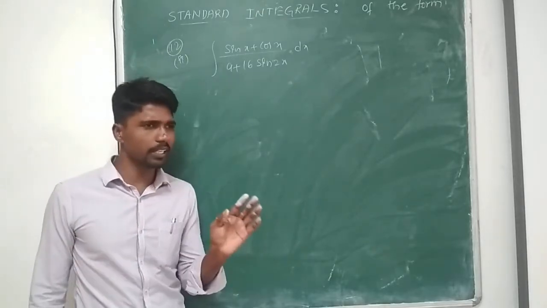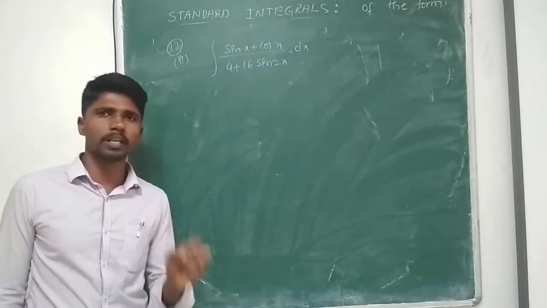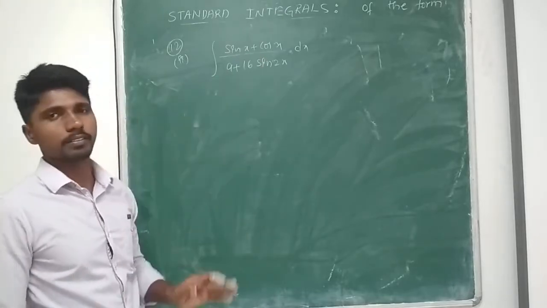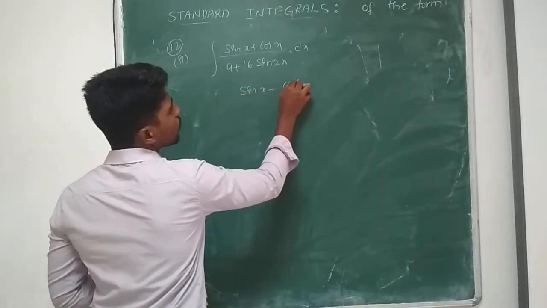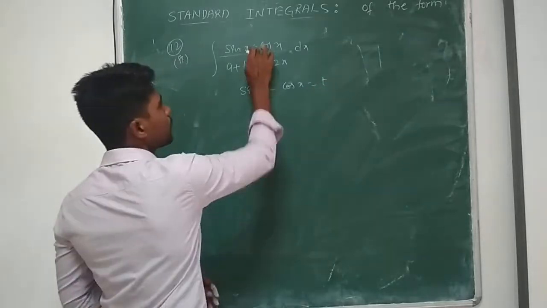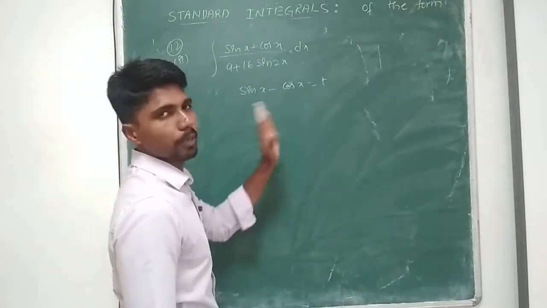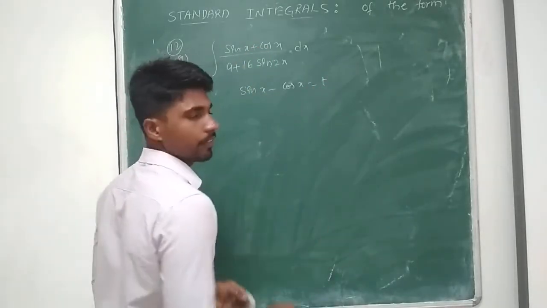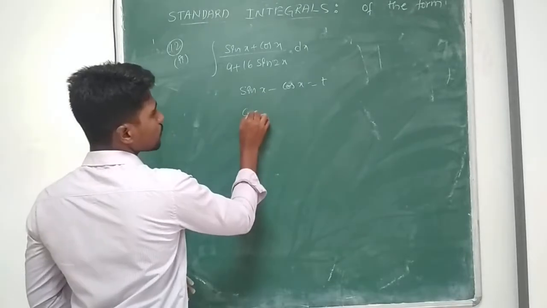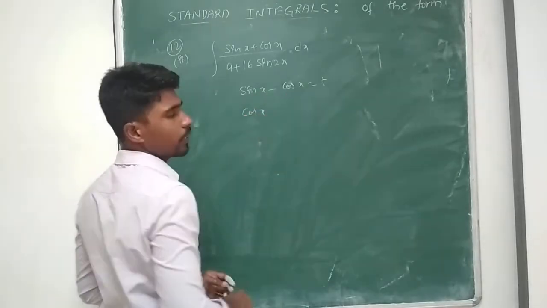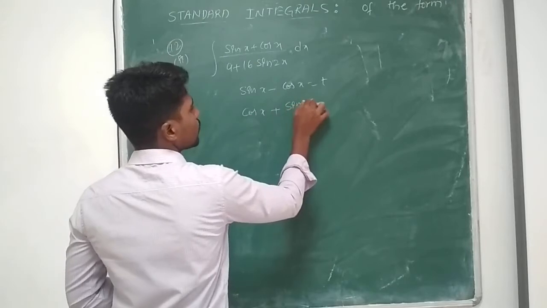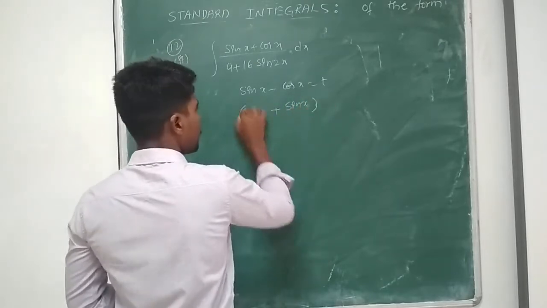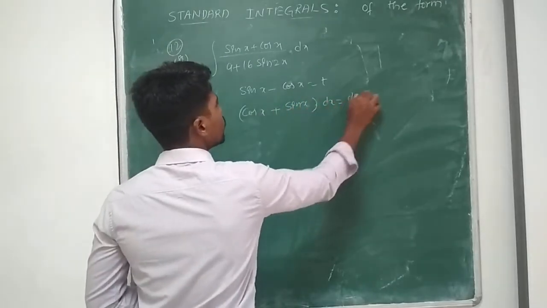Whenever we see a sin x and cos x combination, if I have a plus, just replace sin x minus cos x as t. If it is plus, minus. If it is minus, plus. Now find its differentiation. Derivative of sin x is cos x. Derivative of cos x is minus sin x. So minus into minus is plus. dx will be equal to dt.